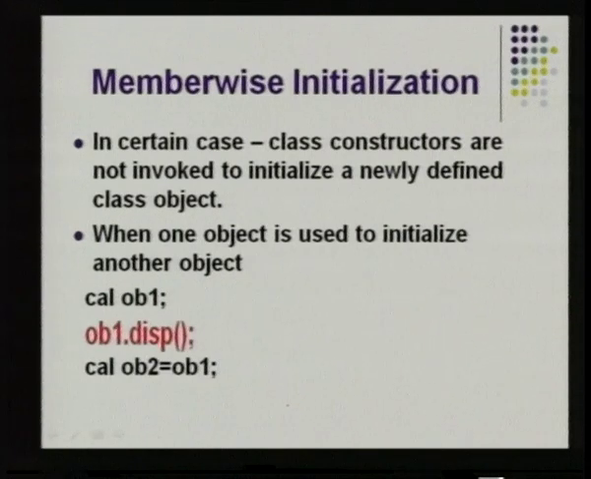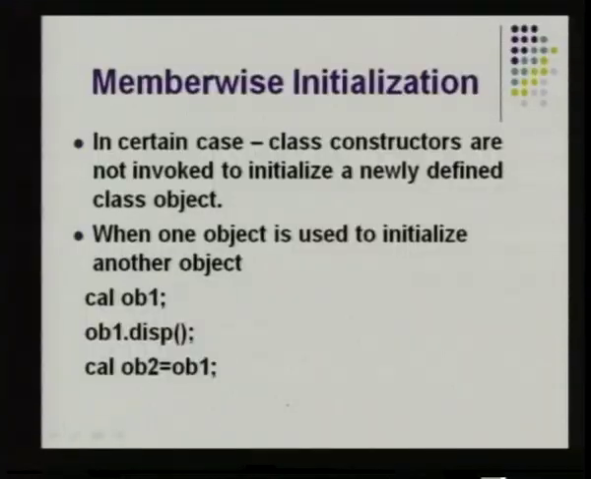Using that object, you are calling some function disp. Next statement, if you see, you are creating another object OB2, class name followed by the object name, cal OB2 is equal to OB1. So, according to this assignment operator, whatever values come to the right of the is equal to sign is assigned to the left of the assignment operator. So, whatever values have been initialized to the object OB1 are simply copied to the object OB2.